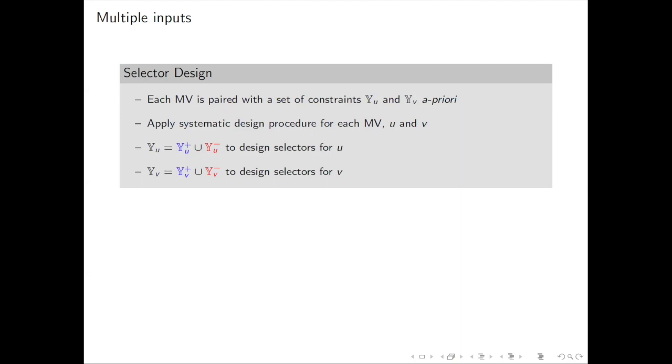So far, we have considered an important case where all the constraints can be associated with a single manipulated variable U. In this case, it was possible to divide the constraints into the sets Y plus and Y minus, which can be associated with minimum and maximum selectors respectively. In the case of multiple inputs, we can then apply the systematic design procedure if each MV is paired with a set of constraints a priori. Then for each MV, we can divide these constraints into two subsets, YU plus and YU minus, and similarly for the MV V, we can divide it into YV plus and YV minus and apply the systematic design procedure.